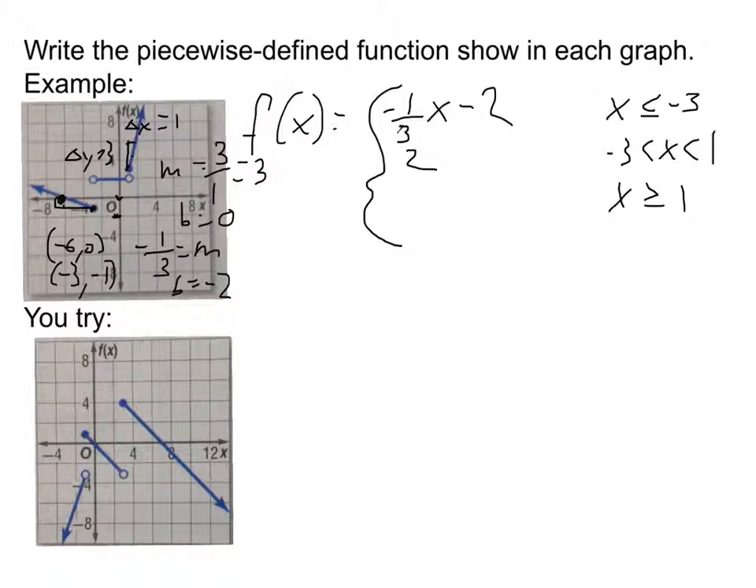So this equation would just be 3x. Alright, so I've got my 3 equations. You usually put a brace in between these, so the equation is -1/3 x minus 2 for x less than or equal to -3. It's f of x equals 2 for -3 is less than x is less than 1, and it's 3x for x is greater than or equal to 1. Okay, so there's that one.